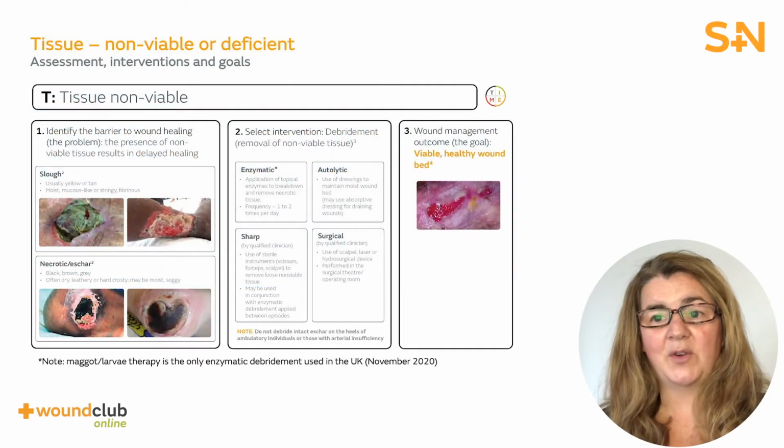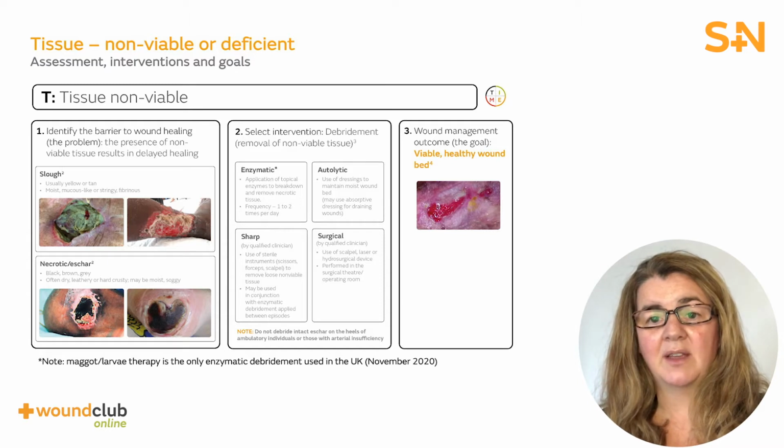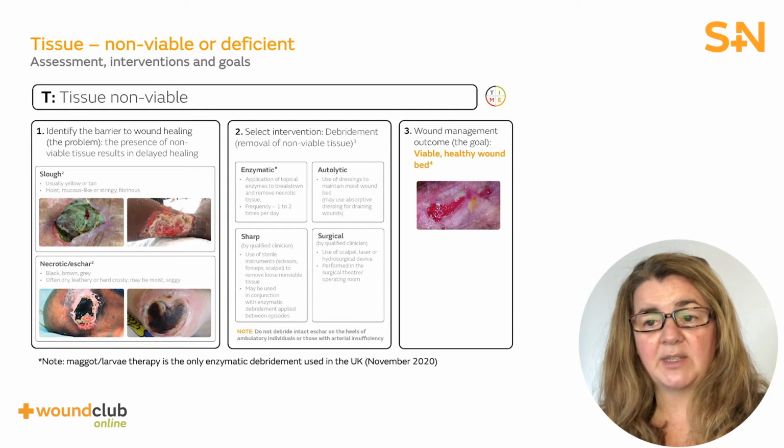For this section, we'll refer to the T in T.I.M.E, tissue, non-viable or deficient. The goal is to assess for and identify the type of non-viable tissue and establish a plan and goals for management. The presence of granulating tissue suggests a healthy healing wound. It's important to note that it can either be healthy or unhealthy tissue.